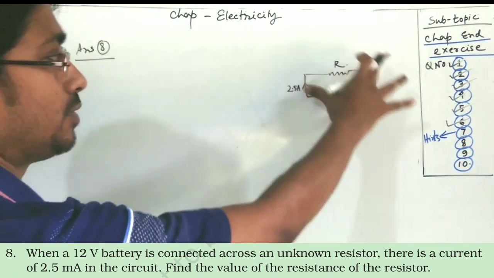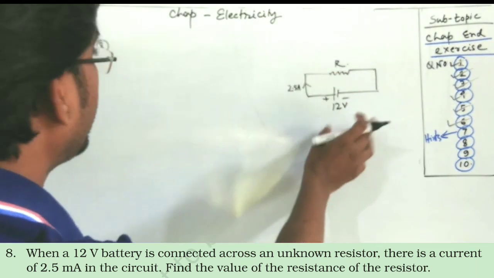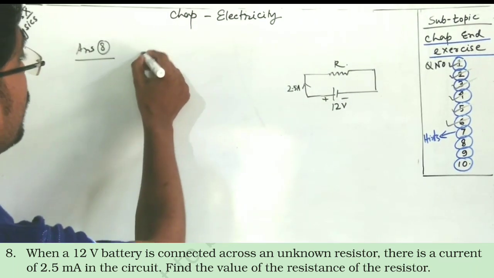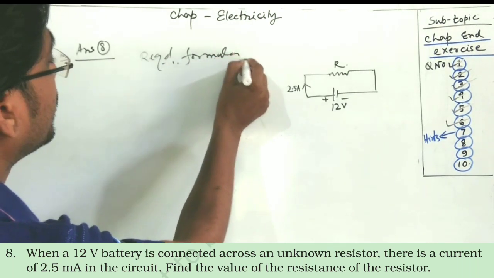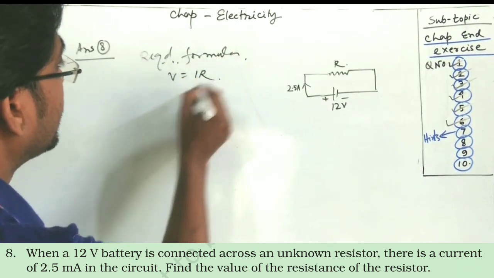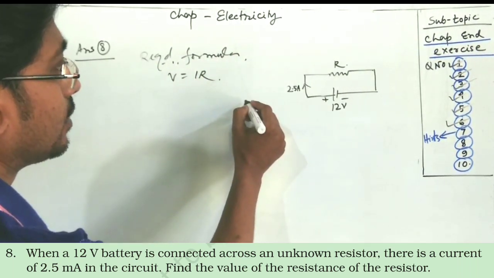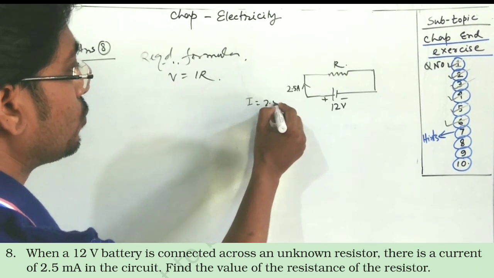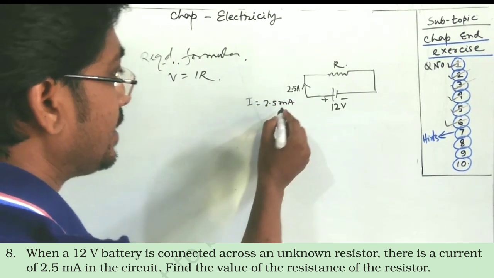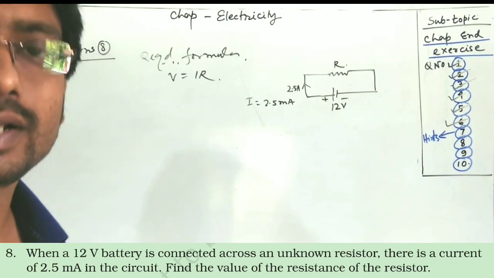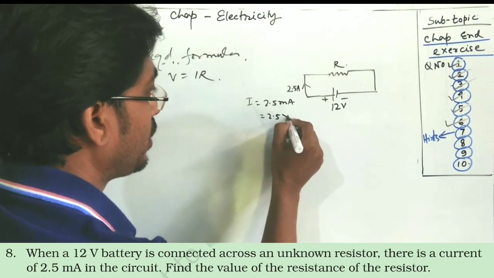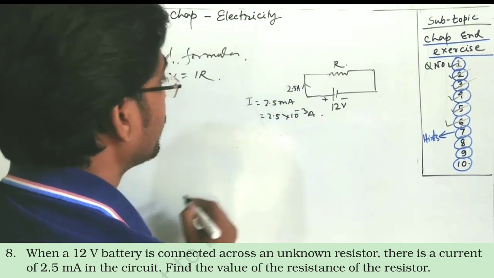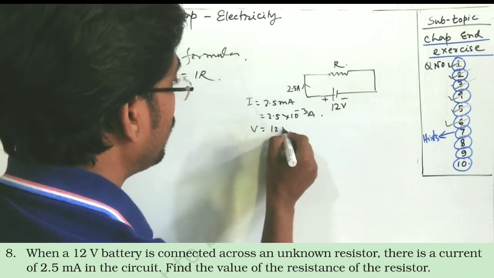So I've just drawn a schematic diagram, and then use the formula. What is the required formula? That is Ohm's law, V is equal to IR. So what is given here? I is given, that is 2.5 milliampere. Mind it, it is a milliampere, so you have to convert it into ampere, that is the SI unit. So it will be 2.5 into 10 to the power minus 3 ampere, and voltage is 12 volt.